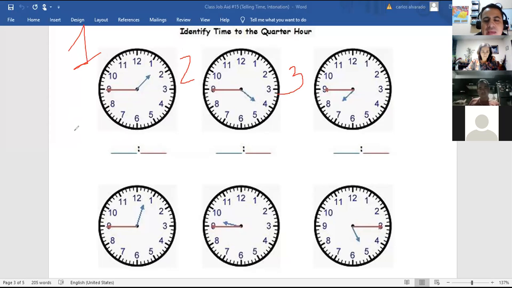It's a quarter to eight. Very good. Eso es lo que confunde un poquito más, el quarter, half, or clock. All right, very good. Number four.